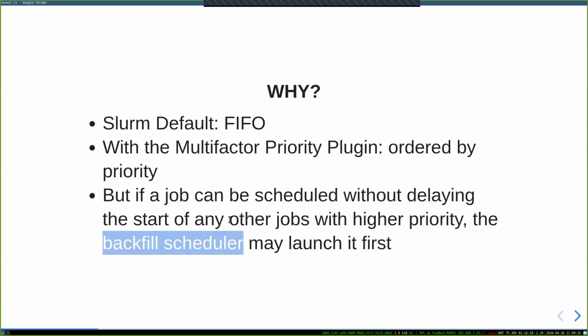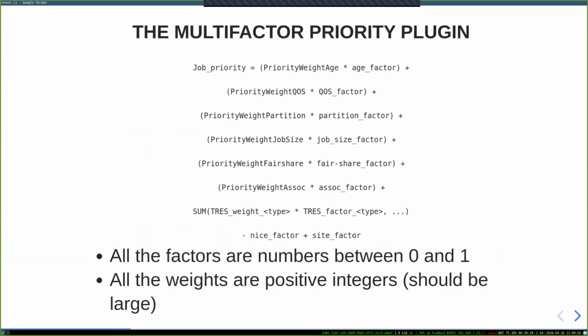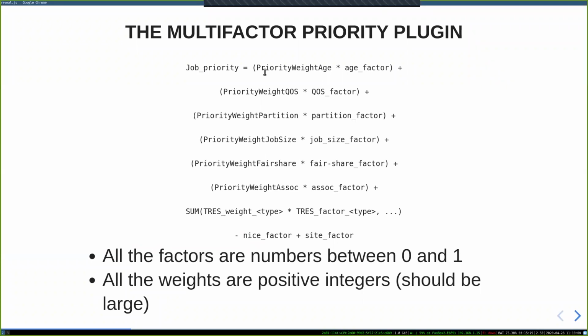For the moment, we'll look at this multi-factor priority plugin and see what are the factors, what are the terms that contribute to determine the priority value of each job. So this is the formula. The job priority is computed as a sum of terms. Each of these terms is the product of two things: a weight and a factor. All these weights are positive integers, which should be large, typically 1,000 or 10,000, and the factors instead are numbers which are between 0 and 1. The reason why these positive integers need to be large is that I think each of these terms is converted to integer before summing.